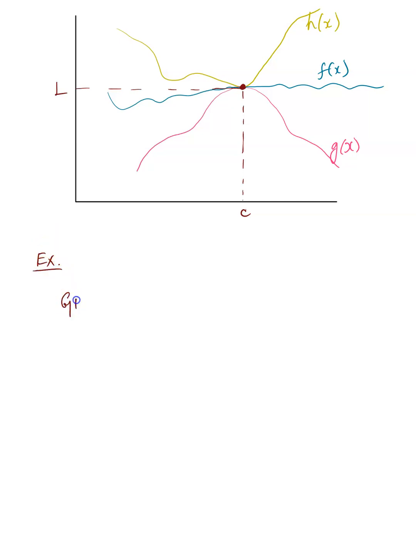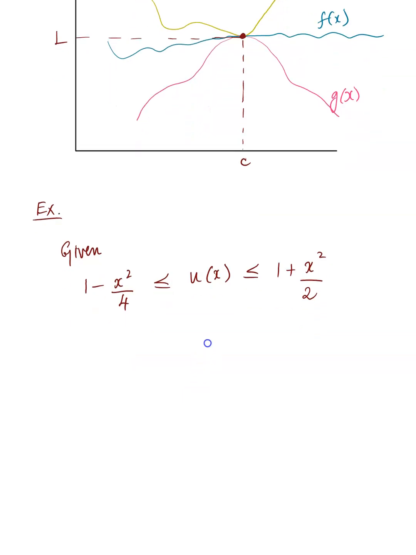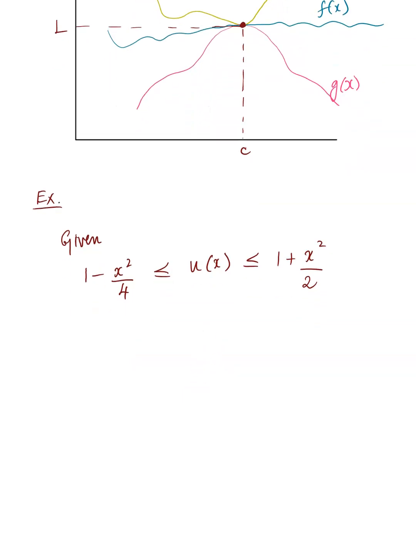So we are given 1 minus x squared over 4 is less than or equal to u of x, which is less than or equal to 1 plus x squared over 2. Sorry. So here, it doesn't matter what u is, right? We have no idea what u is. But we need to find the limit of this u. That's what this question is saying. So this is given to us.